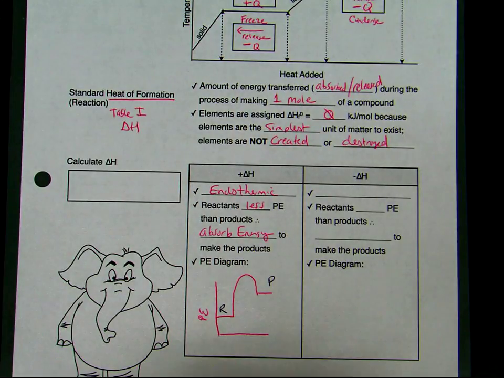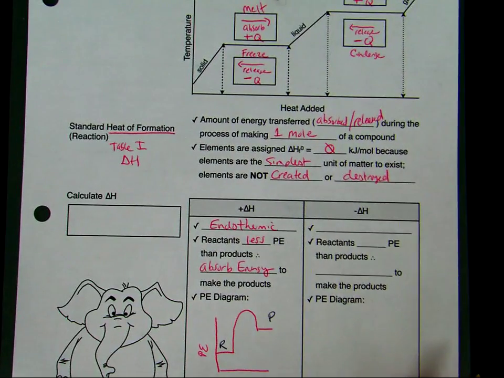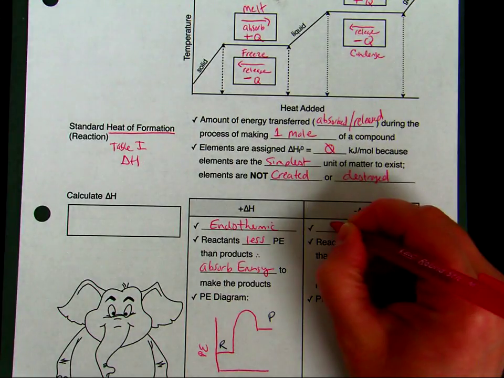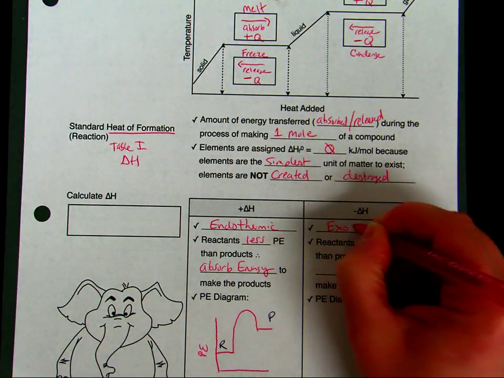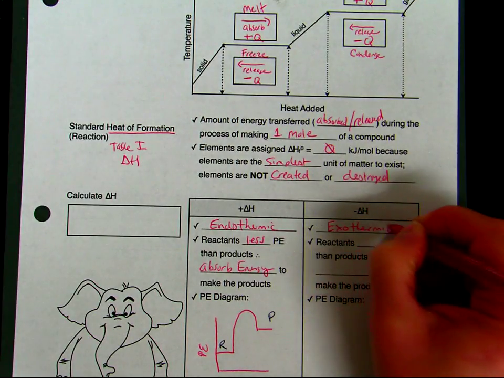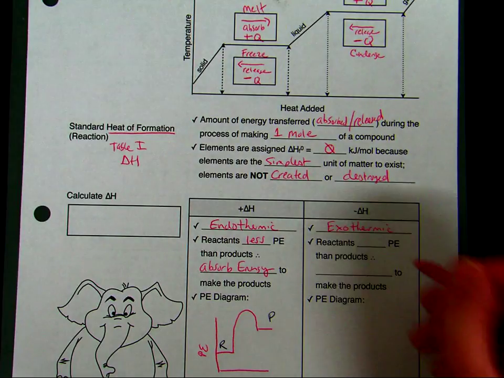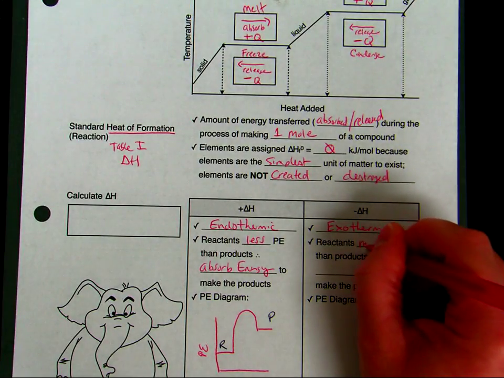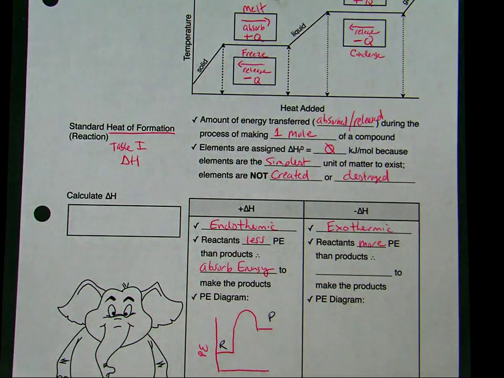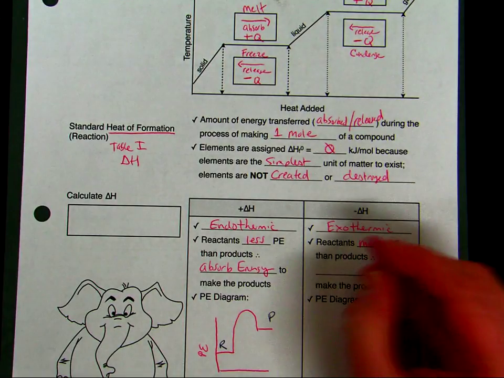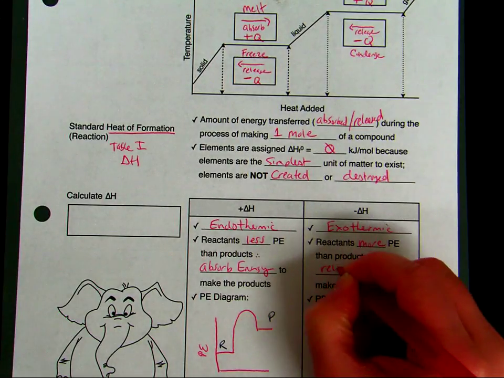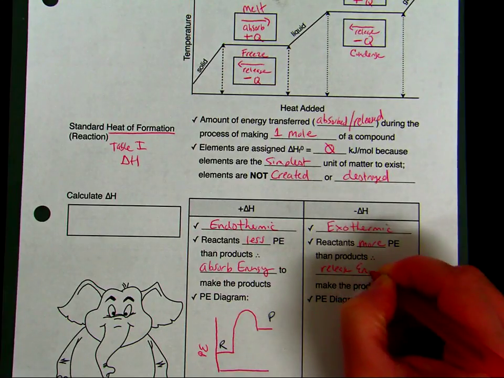Now, if you have a negative delta H value, that means that the process went through an exothermic reaction, and in this case the reactants had more potential energy than the products. So in order to make the products, the reactants had to release or get rid of energy.